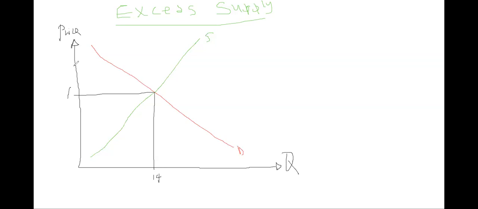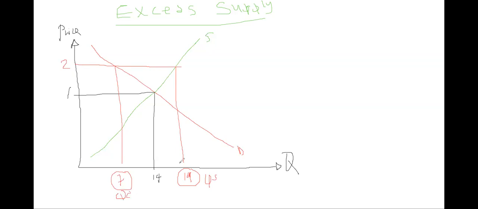So let's assume that we have a price. So for some reason, the price was pushed up above the equilibrium. So let's say that it is 2. We have said that the demand will be 7, and the supply will be 19. So we know that this is the quantity supplied, which is greater than the quantity demanded at the price of 2.